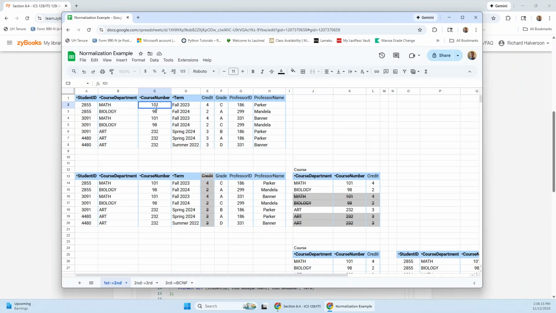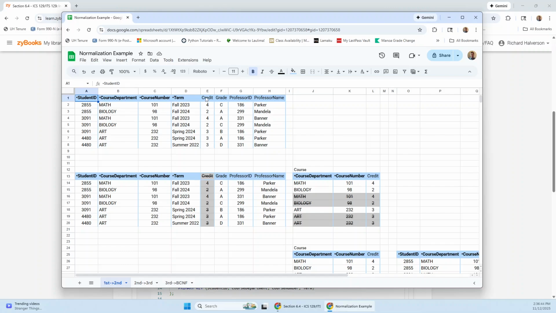So Math 101, for example, defines a course, and the number of credits that's assigned to Math 101. All Math 101 courses have 4 credits. They don't all have the same professor, and so on. Number of credits depends only on these two fields.